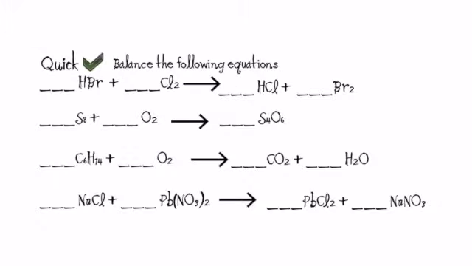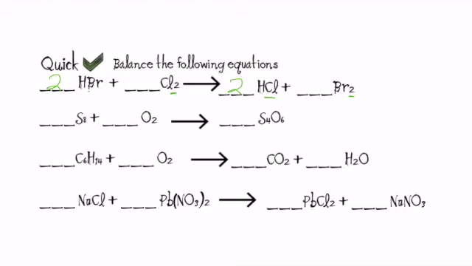So balance the following equations. Over here, we have 2 Cl's. On this side, there's only 1. So we need a coefficient of 2 on this side. That makes 2 hydrogens. So we need a 2 over here. That also made 2 bromines, but now that's balanced.